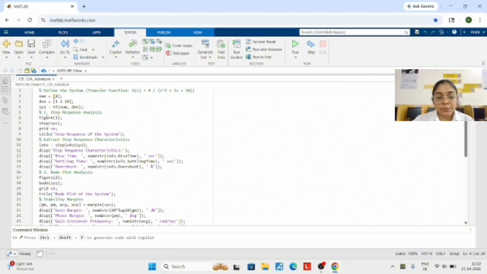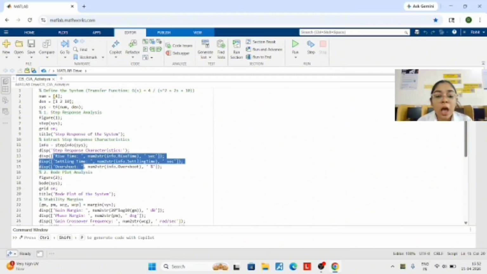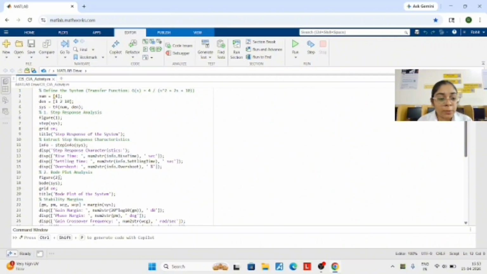Then we take the time response. The time response shows how the system reacts to a certain input. We plot it using the step function, and we also look at some of its characteristics. First, in the stepinfo function, to find the characteristics, we use rise time, which indicates how fast the system responds. Settling time indicates how long it takes to become stable, and overshoot shows how much the output exceeds the final value. Then afterwards, we have also taken the Bode plot analysis.